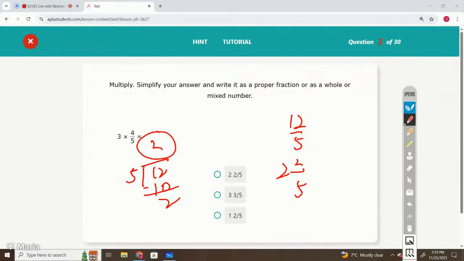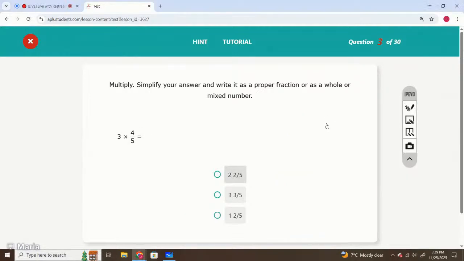That is 2 whole 2 by 5. Option number 1 is the correct option. It is 2 whole 2 by 5.